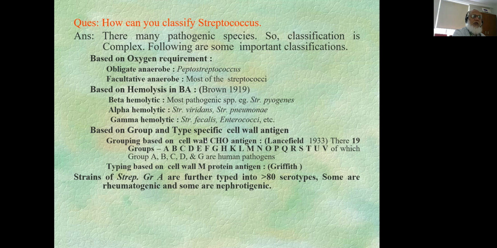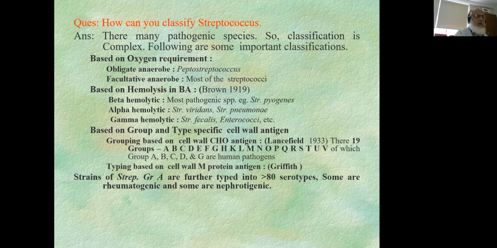Based on their group and type specific cell wall antigen, this was proposed by Rebecca Lancefield in 1933. Based on cell wall carbohydrate antigen, there are 19 groups, A, B, C, D to U, V, of which groups A, B, C, D and G contain the human pathogens. And based on cell wall M protein antigen, group A are further typed into more than 80 serotypes. Some are rheumatogenic and some are nephrogenic.